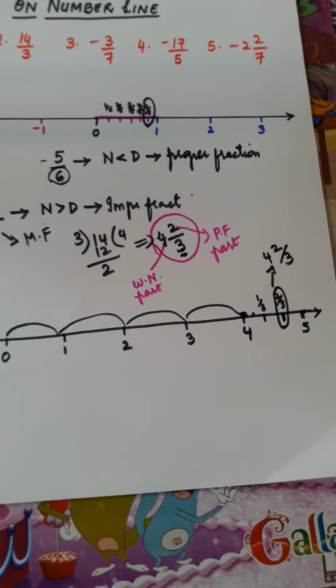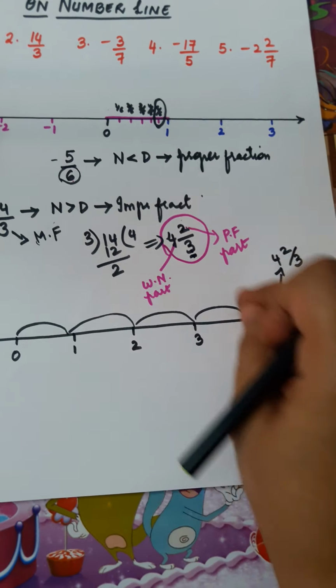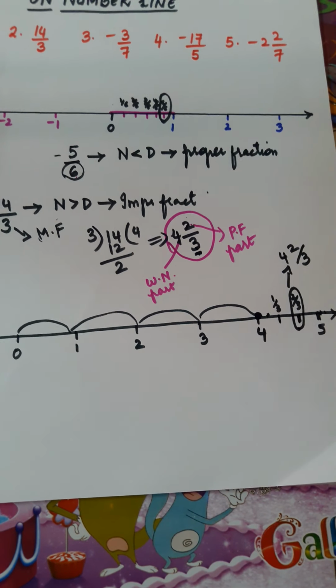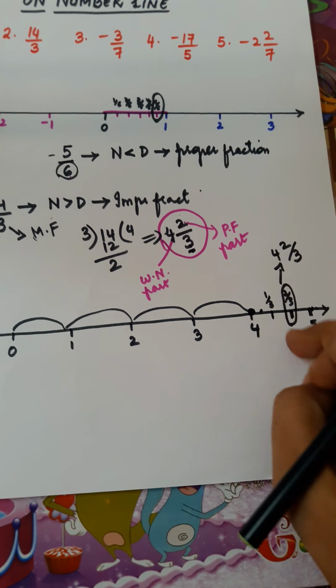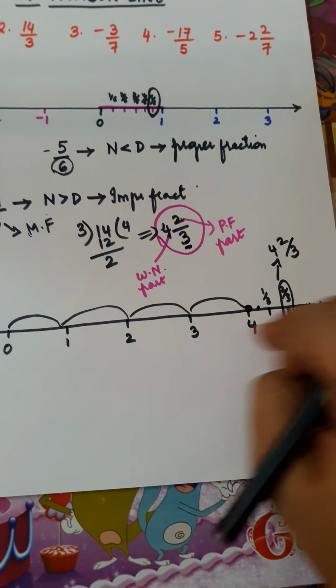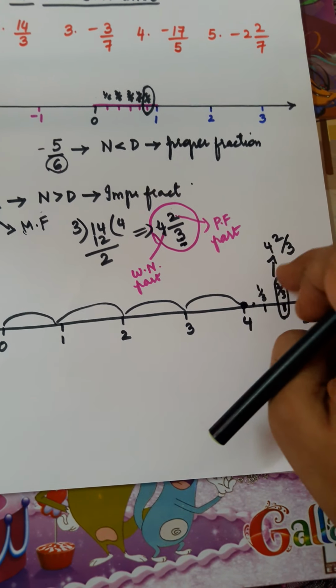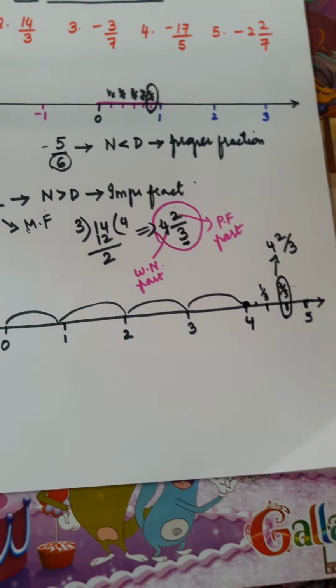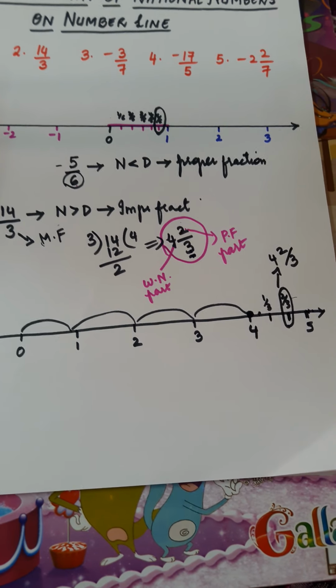This is how you are plotting 4 2 by 3. 4 2 by 3 means from 0 to 4, one complete part is finished. This part is finished, the whole number part is finished. Now 2 by 3 means in between 4 and 5, whatever segment you have, you are dividing that segment into 3 parts. Then 1 by 3, 2 by 3, again the same thing we have done in proper fractions. This is how you are plotting 4 2 by 3.